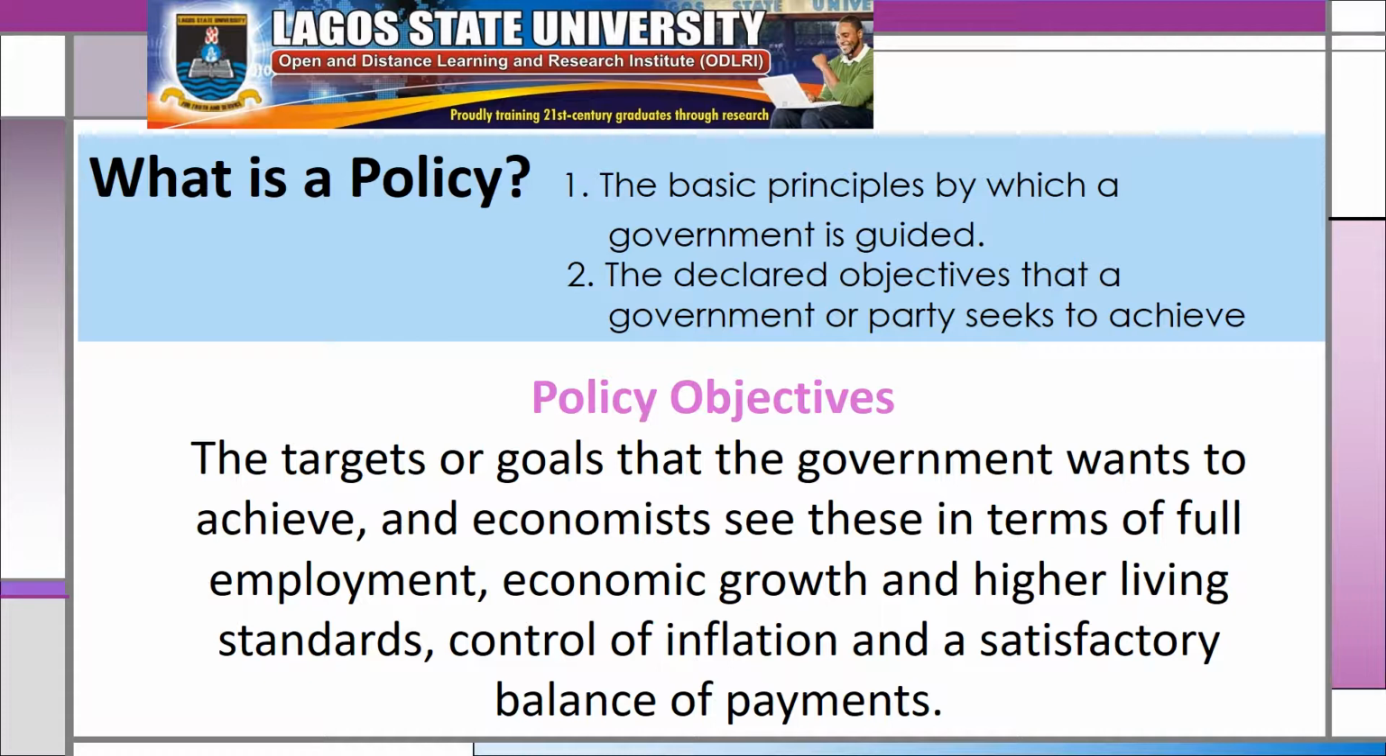What is a policy? The basic principles by which a government is guided, the declared objective that a government or party seeks to achieve. We have policy objectives. These are goals or targets that the government wants to achieve, and as economists, we see this in terms of full employment, economic growth, better living for the citizens, control of inflation, and a satisfactory balance of payments within an economy.